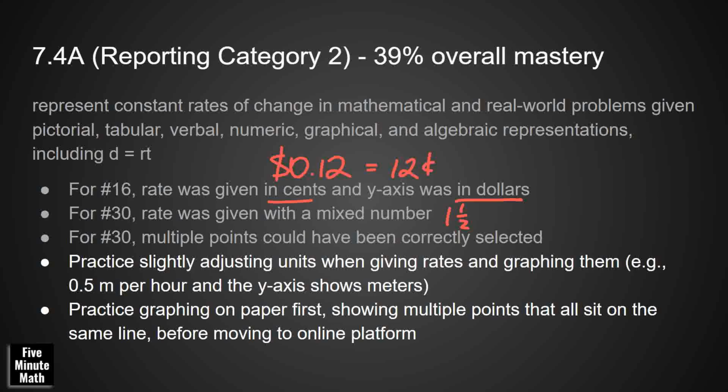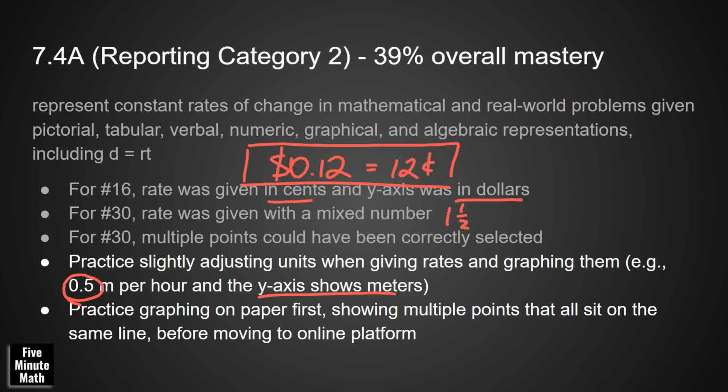So what we need to do is, first off, practice slightly adjusting the units when giving rates and graphing them. So give a rate of 0.5 miles per hour, and then show the y-axis in meters. That's going to help with this 16 right here. It needs to be the same conversion. We're not necessarily going feet to yards, but use decimals. Give a rate as a decimal, and then give the y-axis as a whole number, and help them navigate how the decimal fits with that whole number.